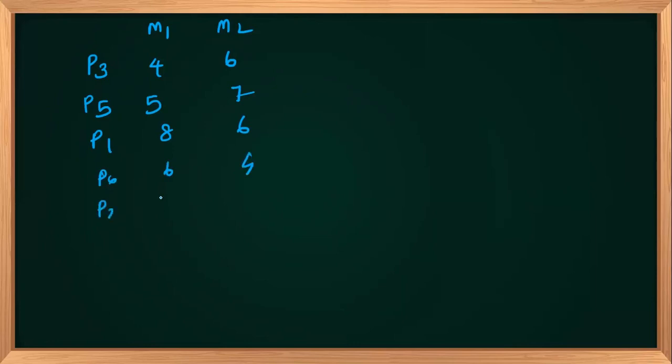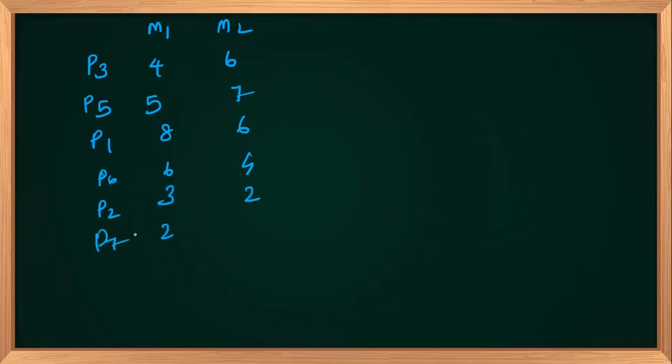So I know the sequence of P3, and this will be M1, M2. This will be 4. This will be 6. P5, this will be 5, and this will be 7. P1, it will be 8 and 6. P6, this is 6 and this is 4. P2, this is 3 and this is 2. P7, and this is 2.